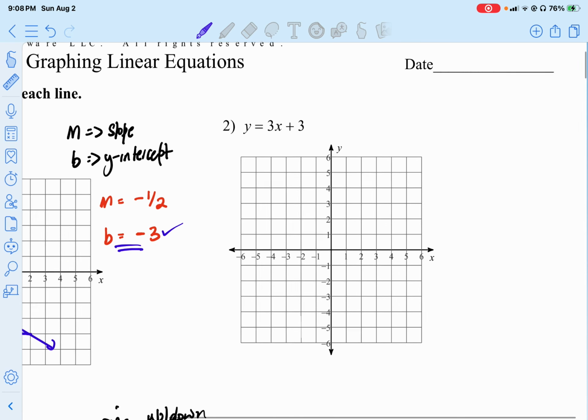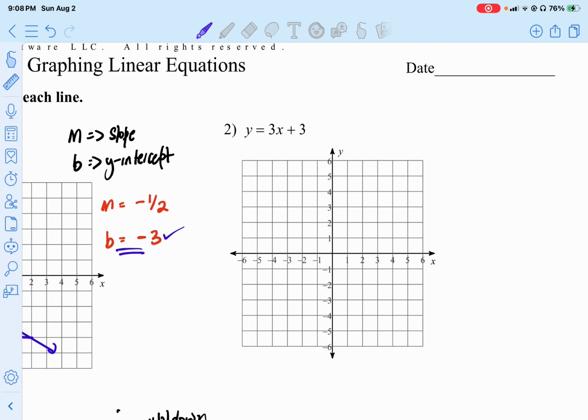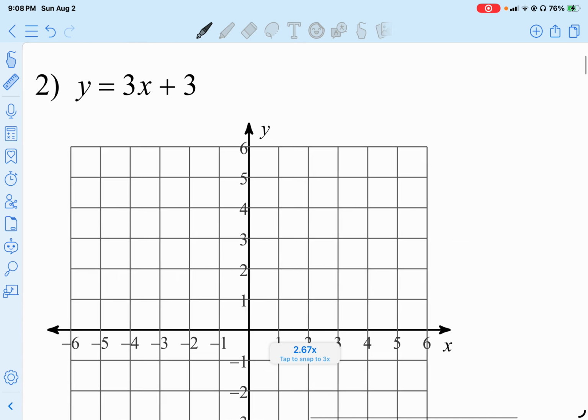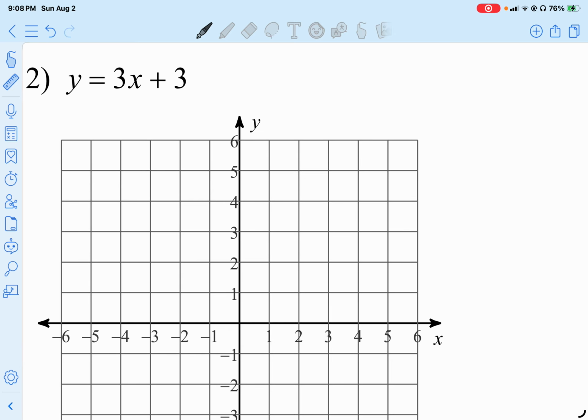Let's do some more. So with this problem here, y is equal to 3x plus 3. What would our slope be? Our slope would be 3. And our y-intercept b would also be 3. Now, you may ask, but teacher Shane, I see that I have 3. So what's my rise? What's my run?